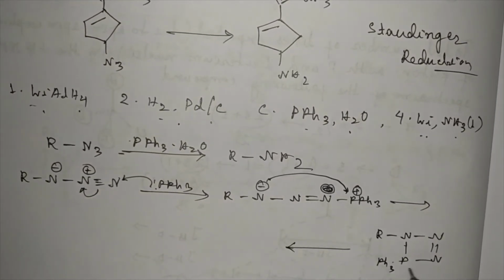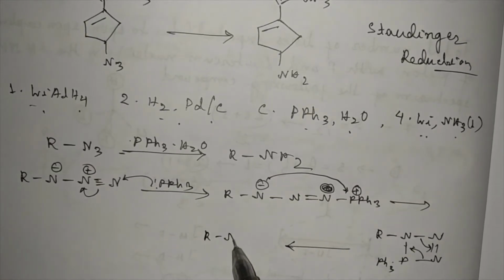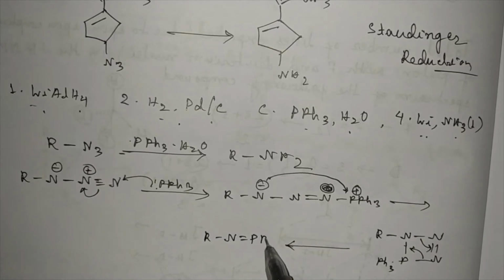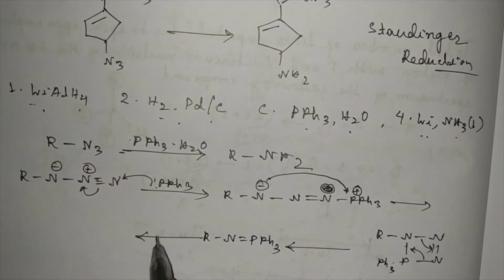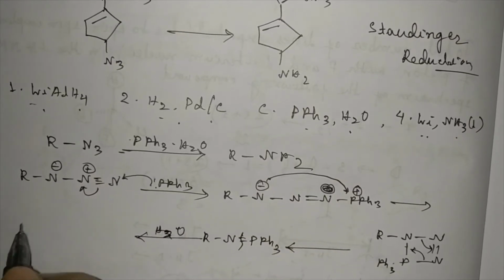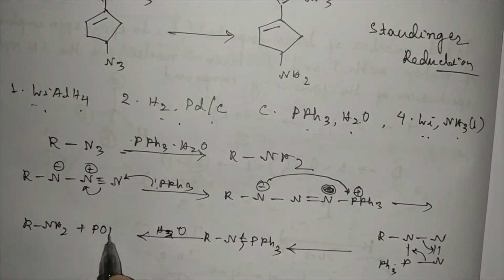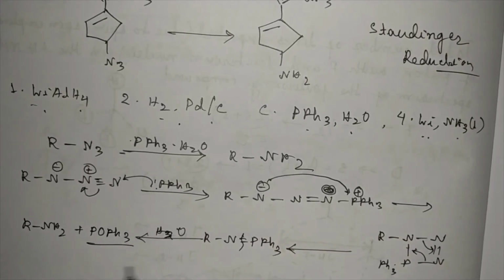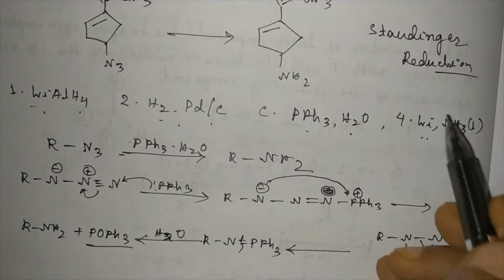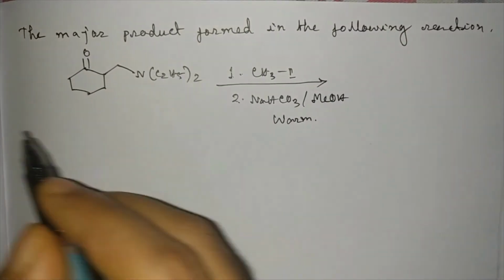Now one nitrogen molecule will be eliminated, and after this, if it is hydrolyzed with H2O, then it will be converted to an amine plus POPH3, that is phosphine oxide. This is known as Staudinger reduction. Next question, the major product formed in the following reaction.